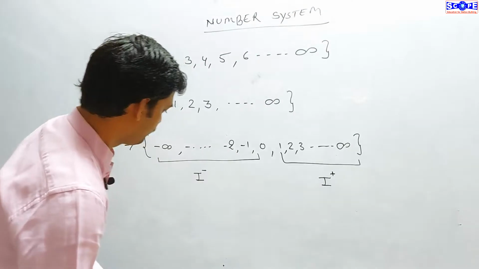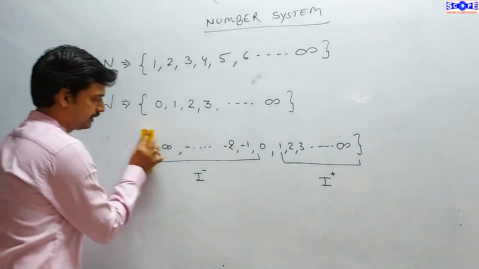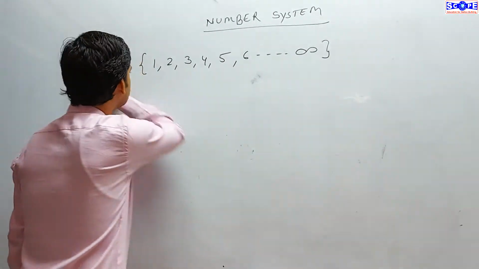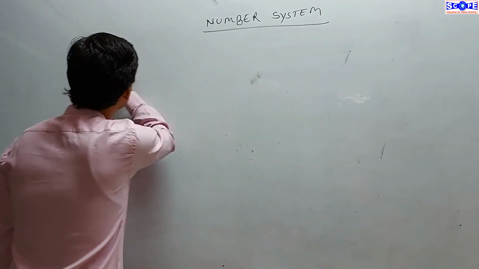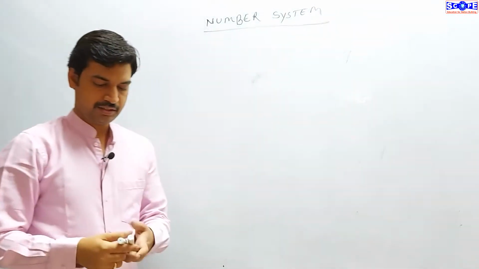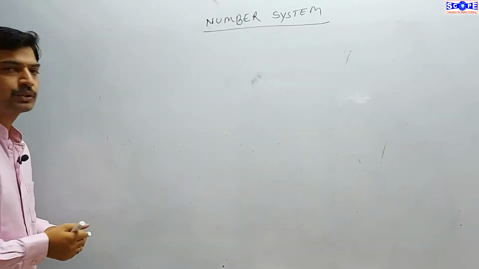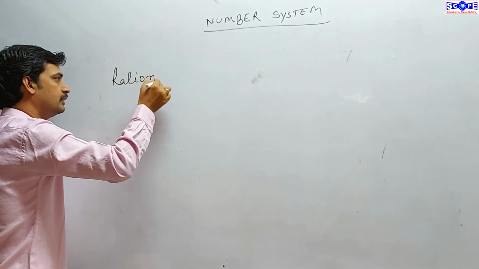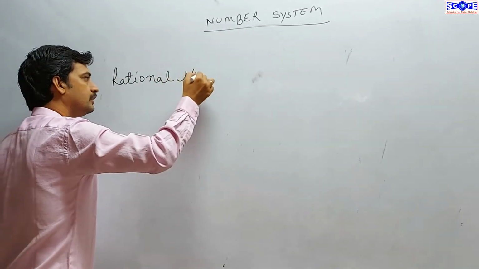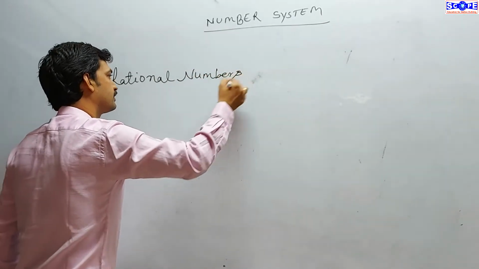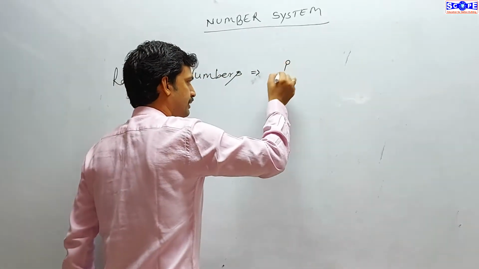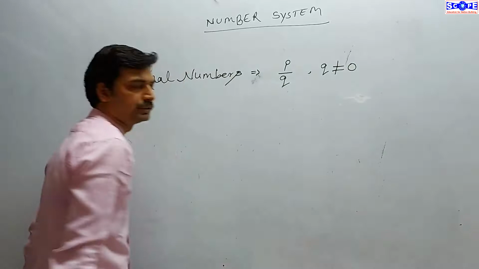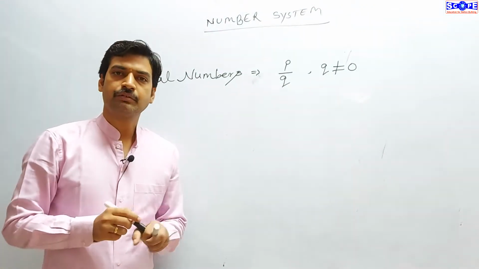Done. After that, we come to rational numbers. What are the rational numbers? Rational numbers are the numbers which can be represented in P by Q form, where Q is not equal to 0. Q should not be equal to 0.